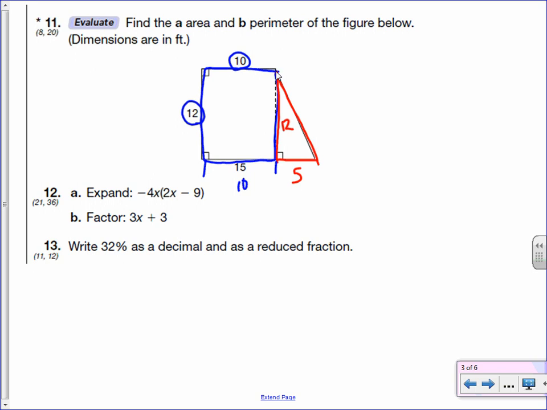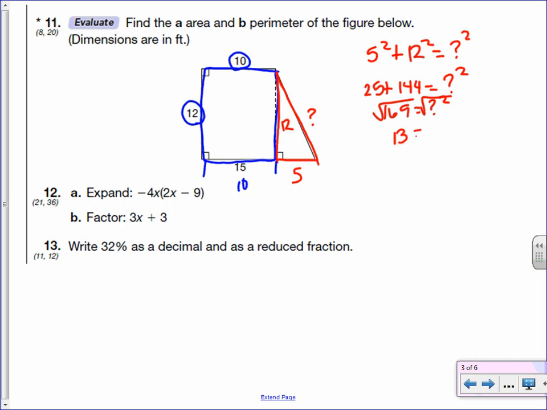We're also going to need to figure out what this side here is. To do that, we'll use the Pythagorean theorem. So we will have 5 squared plus 12 squared is question mark squared, or c squared. 5 squared is 25. 12 squared is 144. That's 169. And the square root of 169, that's one you should just know, is 13. So this is 13 here.